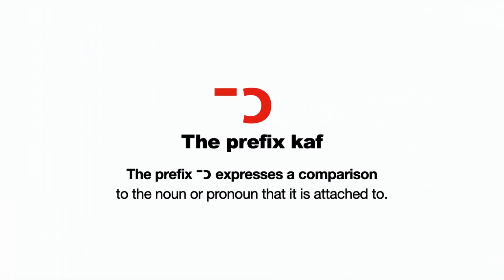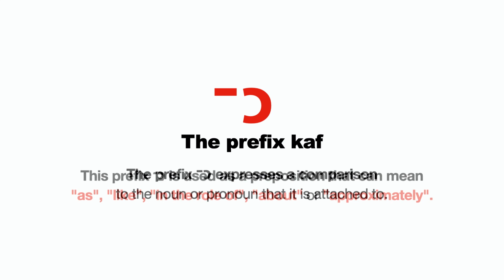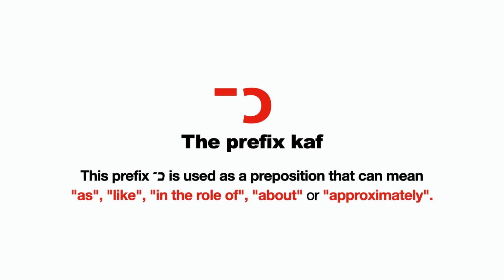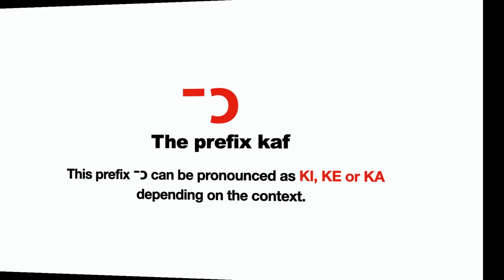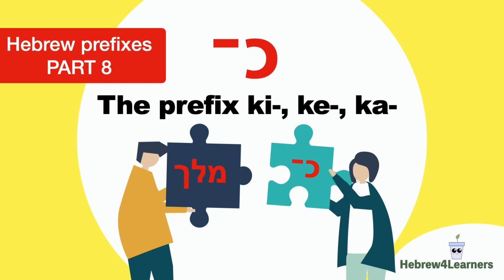So to recap, the prefix kaf expresses a comparison to the noun or pronoun that it is attached to. This prefix is used as a preposition that can mean as, like, in the role of, about, or approximately. This prefix can be pronounced as ki, ke, or ka, depending on the context. So that's it for the prefix kaf. I hope this lesson has given you a good understanding of this prefix, which is a very important preposition.